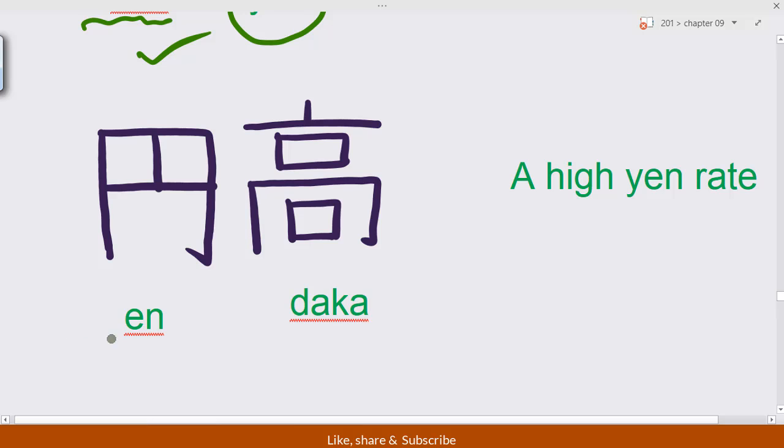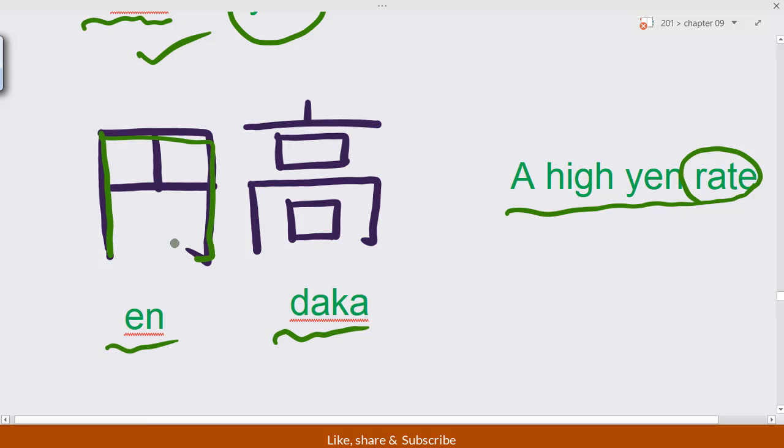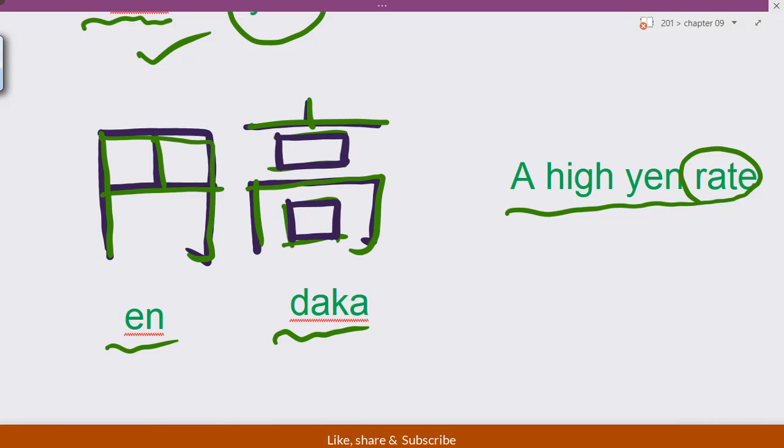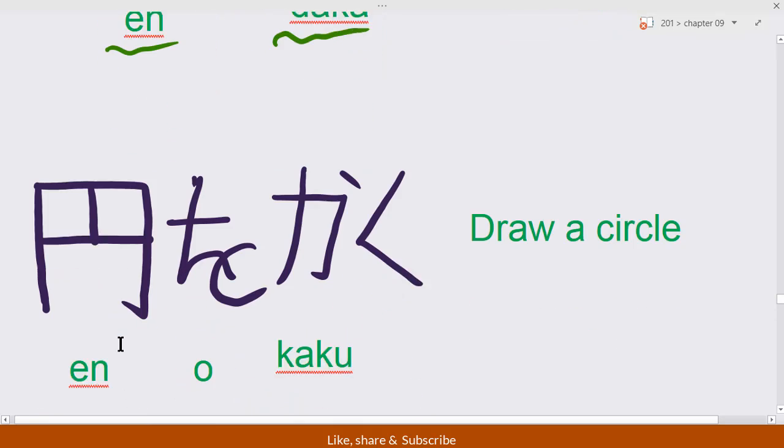Here, en daka, a high yen rate. High yen rate, so en daka. So here, en, and daka here. Daka, en daka, a high yen rate, en daka.